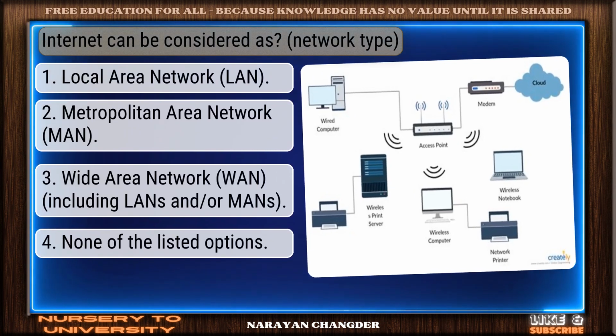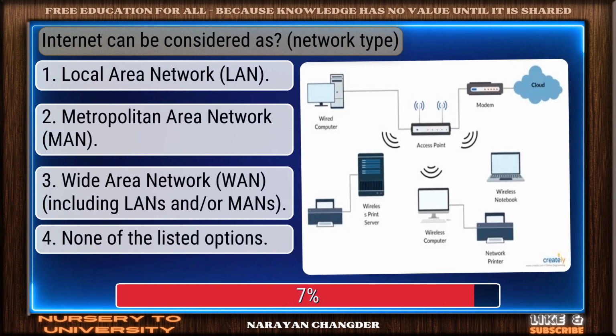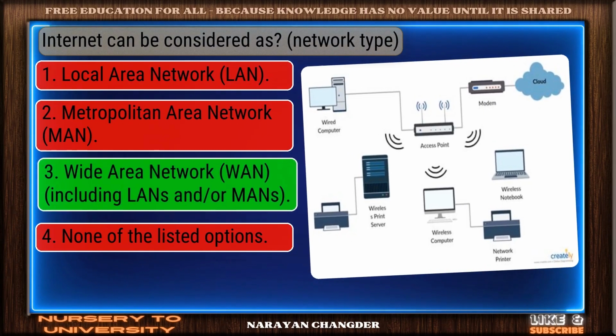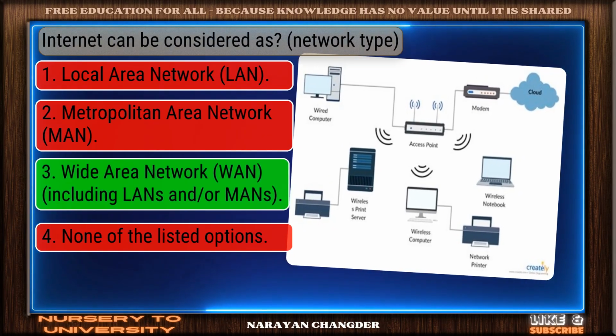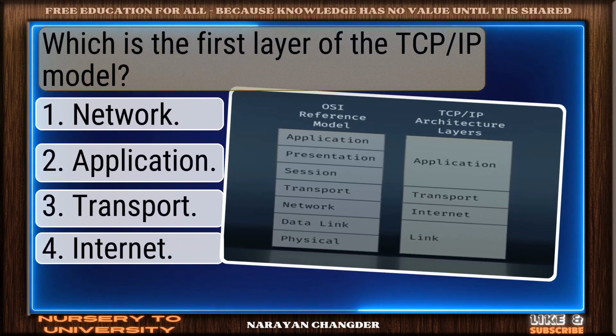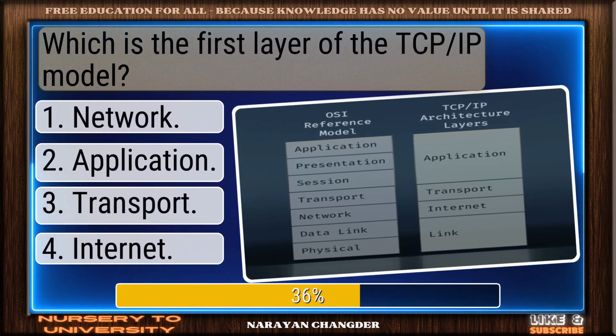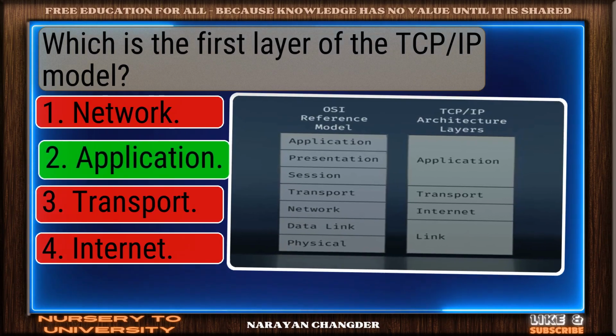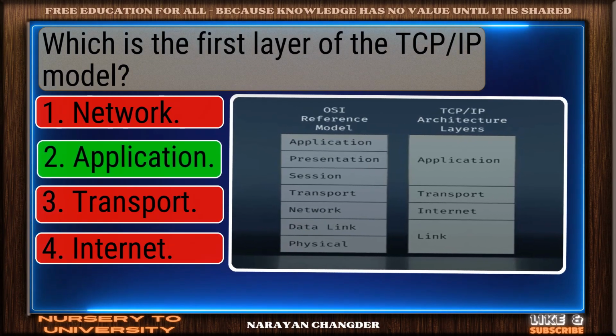Question number 40. Internet can be considered as. Good thinking. Wide area network is the right answer. Question number 41, which is the first layer of the TCP/IP model? Sharp thinking. Application is the right choice.